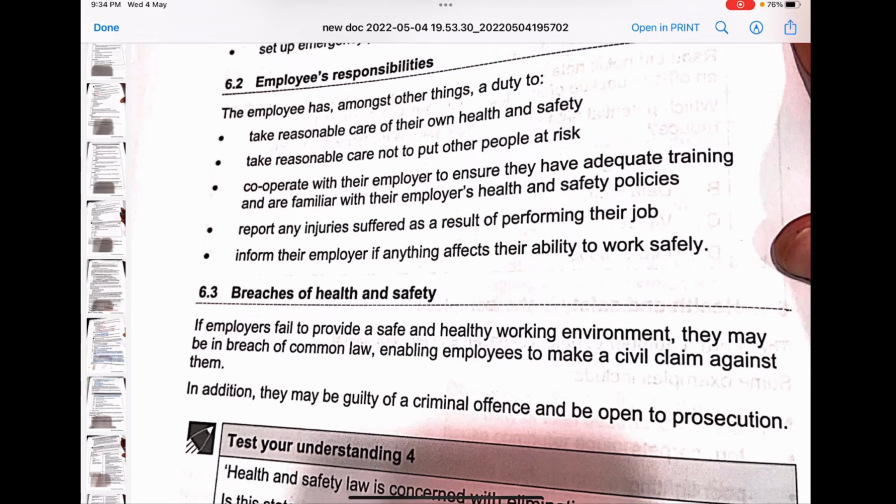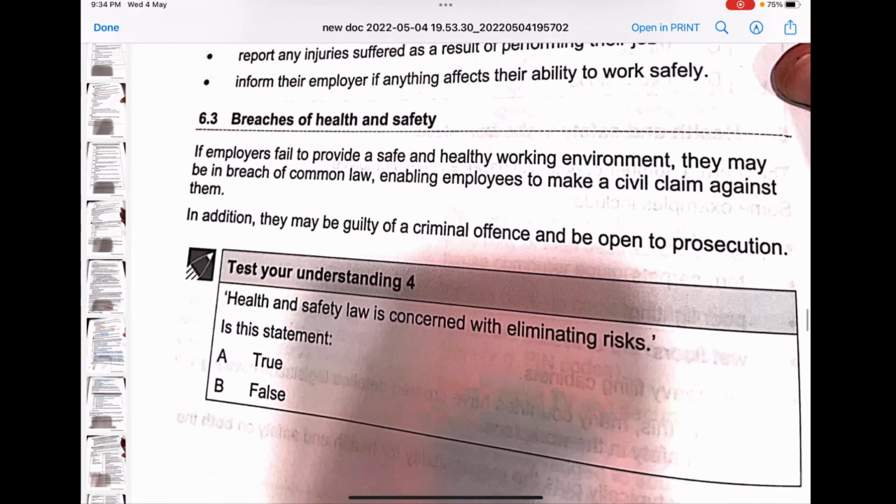What are the employees' responsibilities? They have to take reasonable care of their own health and safety. They have to take reasonable care not to put other people at risk. They have to cooperate with their employer to ensure that they have adequate training and are familiar with the employer's health and safety policies. They have to report any injuries suffered as a result of performing their job, and inform their employer if anything affects their ability to work safely.